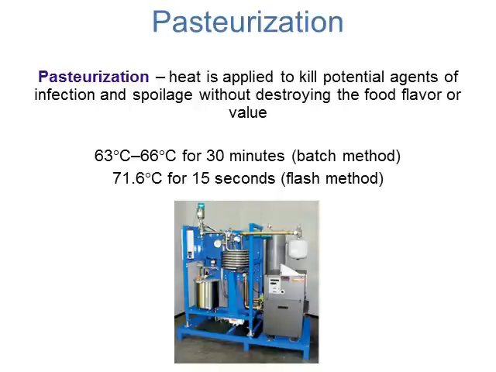Pasteurization is when heat is applied to kill potential agents of infection and spoilage without destroying the food flavor or value. So we use this a lot for juice or milk. This is at a lower temperature, and you can do a batch method at 63 degrees Celsius for 30 minutes, or you can do a flash method, which is at a higher temperature for 15 seconds. So with pasteurization, you're just getting rid of agents that could cause disease or spoilage in your food.